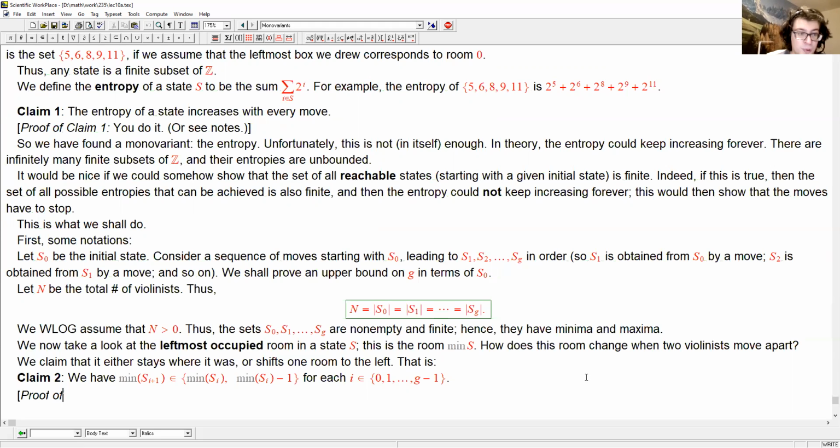And proof of claim 2, again, I leave it to you. The trick, if you can call it a trick, is that violinists never jump over unoccupied rooms. If a violinist moves, he might have to jump over occupied rooms, but he doesn't jump over unoccupied rooms. He picks the closest one in his direction. So you should not expect this minimum to go further than necessary in a single move.